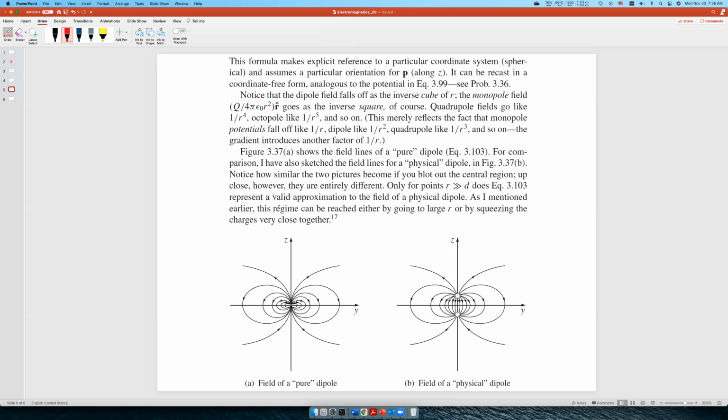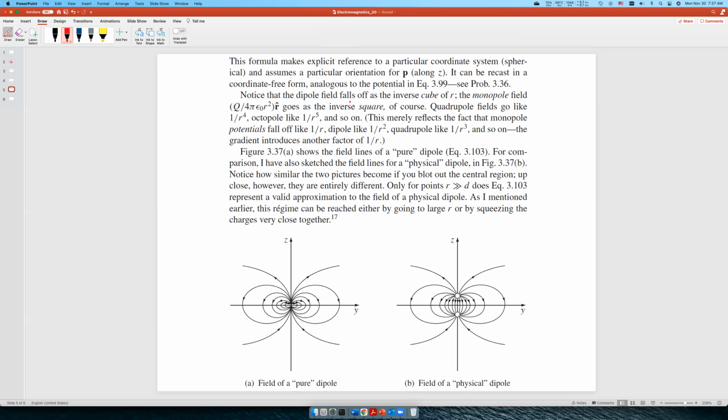And this formula makes explicit reference to a particular coordinate system, which is the spherical coordinate system, and assumes a particular orientation for P, which is in the z direction. It can be recast in a coordinate-free form, analogous to the potential in equation 3.99. And you can solve this problem in 3.36.